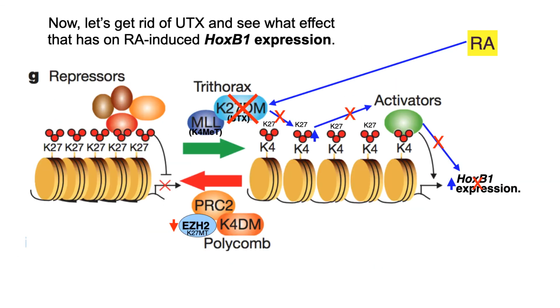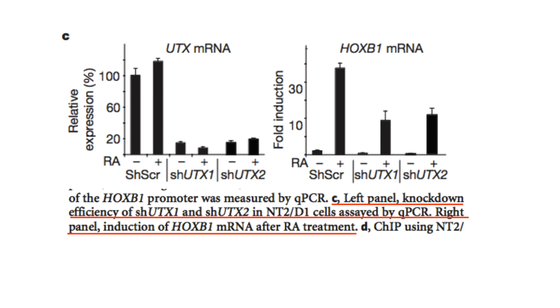So the next question then is this. Now, let's get rid of UTX and see what effect that has on HOXB1 expression. Because if it's true that retinoic acid works through UTX, that it's not independently turning HOXB1 on in parallel, it's working through UTX, then if we get rid of UTX, we should have less HOXB1 expression even in the presence of retinoic acid. Let's take a look at that experiment.